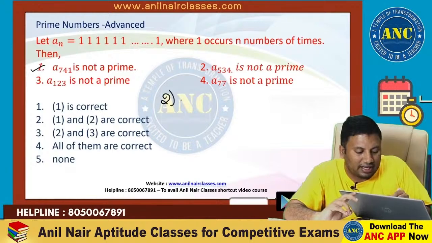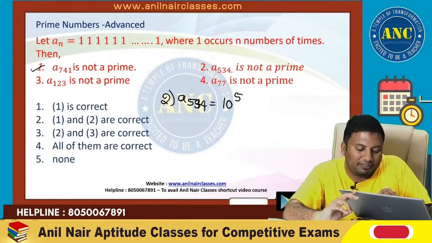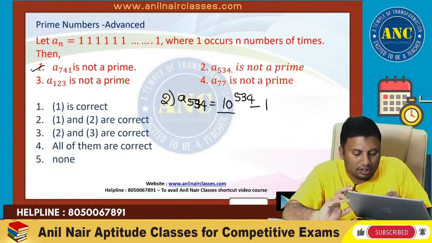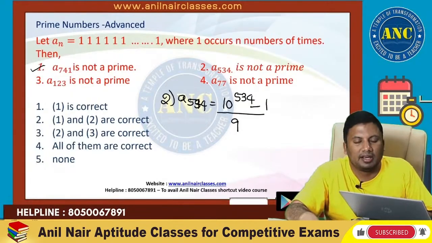Suppose if I take A534, it is nothing but 10 power 534 minus 1 divided by 9.